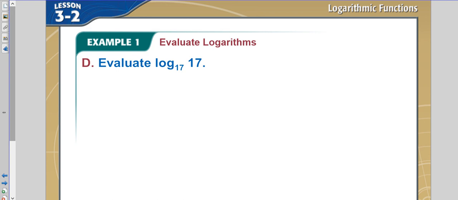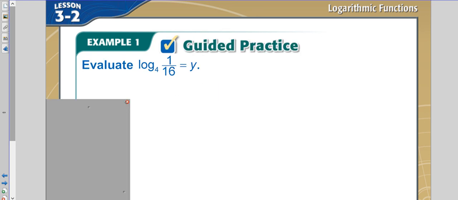Now let's try this one. Again, I'd set this equal to x. That's my base. 17 to the power of x equals 17. Well, that's easy because it's just 17. So it's got to be a power of 1 here. So we just say x equals 1 is my answer. Now I've got one for you to try.